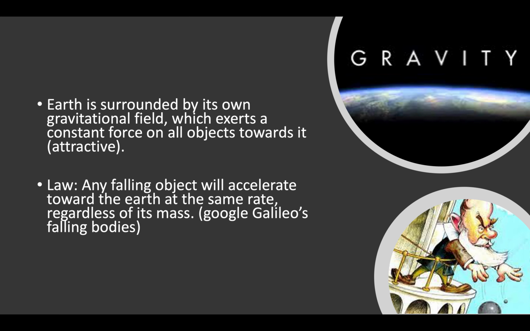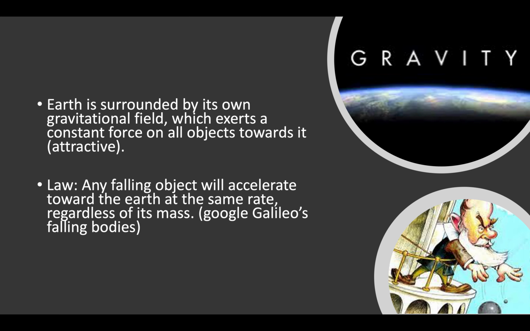So we know that the Earth is surrounded by its own gravitational field. And again, we're not going to go really deep in this. I just want to explain a couple of facts. This gravitational field, which is tied into its mass, how much mass the Earth has, exerts a constant force on all objects towards it. So it's an attractive force towards the Earth. That's why when we jump, we fall back down. That's why the apple falls from the tree and never up or sideways.